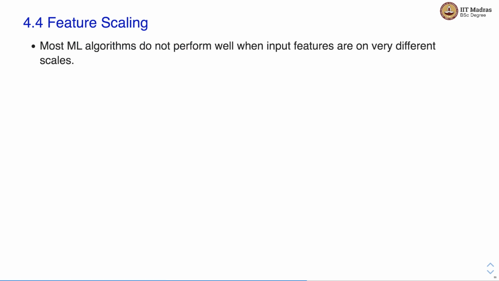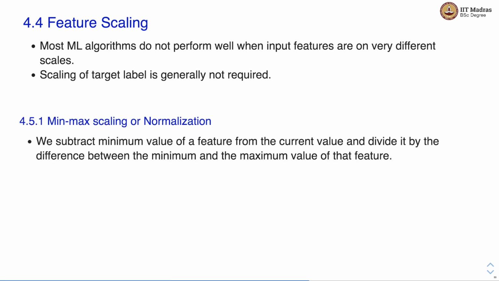So it is often observed that different features that are used for representing examples are at different scales, and most of the machine learning algorithms do not perform well when input features are on different scales. Scaling of target label is generally not required. We generally do scaling only on the features. There are a variety of scaling approaches that can be used.